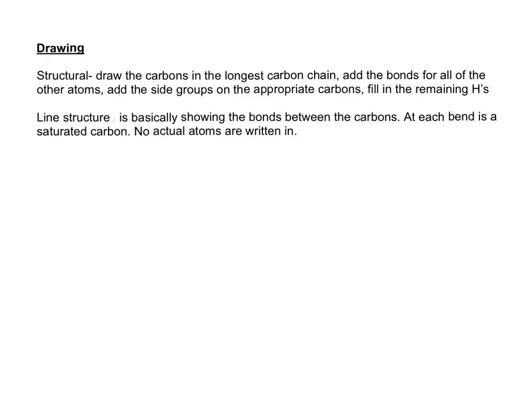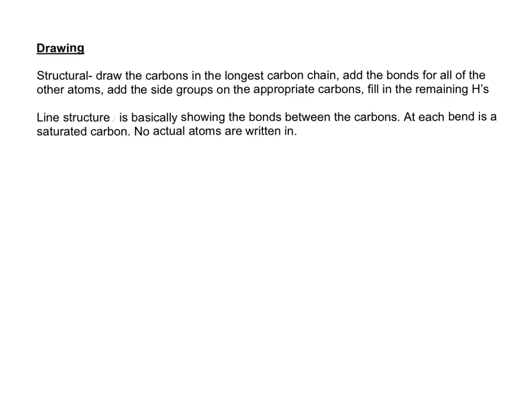Okay, drawing alkanes. Structural diagrams: you just draw the carbons in the longest carbon chain, add bonds for all the other atoms, and then add the side groups to the appropriate carbons. Fill in the remaining hydrogens. For a line structure, it's basically just the bonds between the carbons. At each bend is a saturated carbon. No actual atoms are written in.